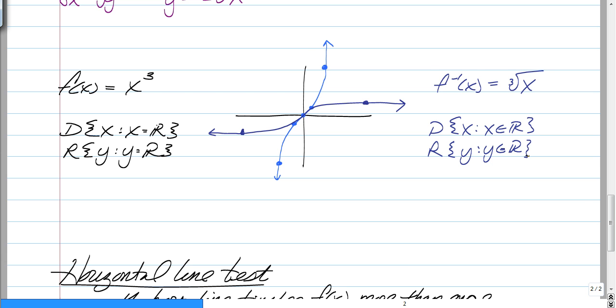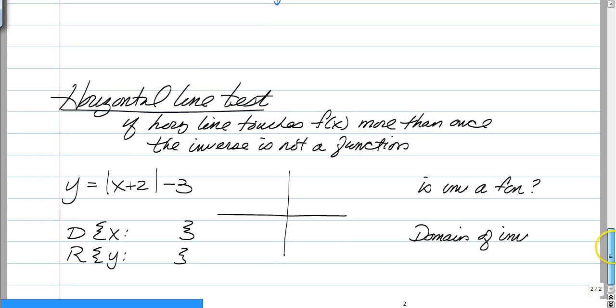And that's it. So, if I were to ask you a question about is this graph a function and then is the inverse a function, you can use what's known as the horizontal line test. So we have y is equal to the absolute value of x plus 2, minus 3. If you remember how to graph absolute values, we would just go left 2 and down 3, and it's going to look like a V. Our domain for this would be x has to be all real numbers because there's no restrictions on what you can put inside of an absolute value.